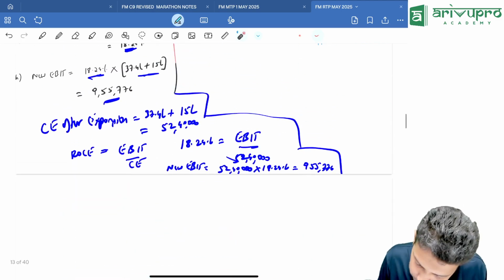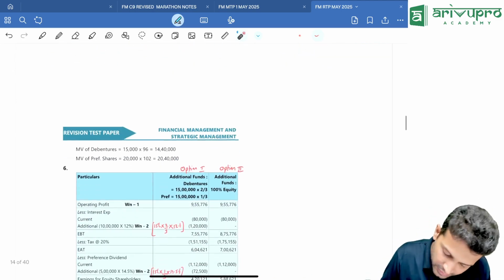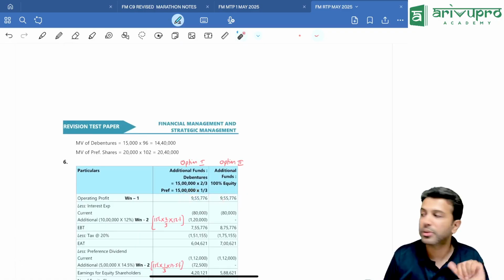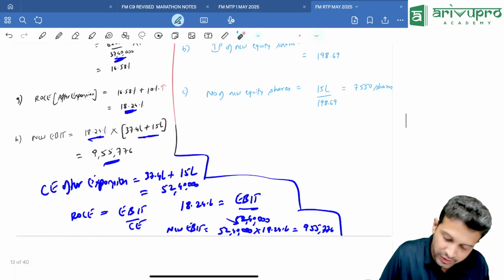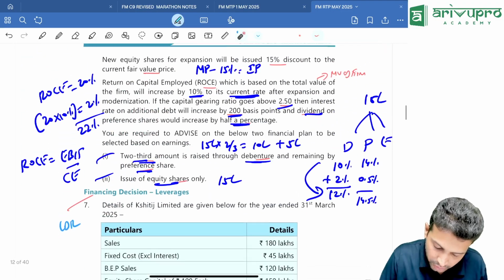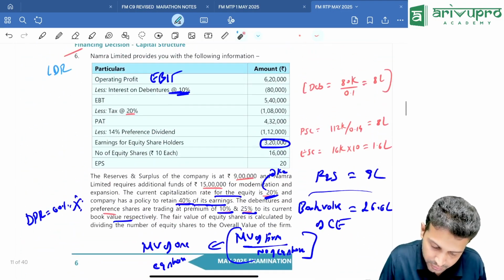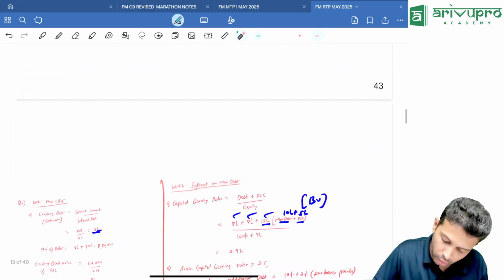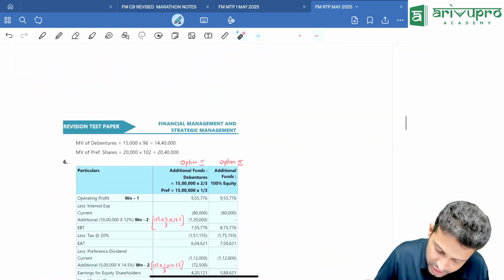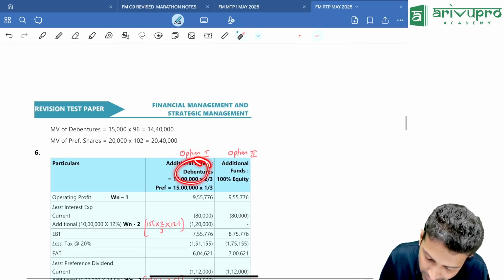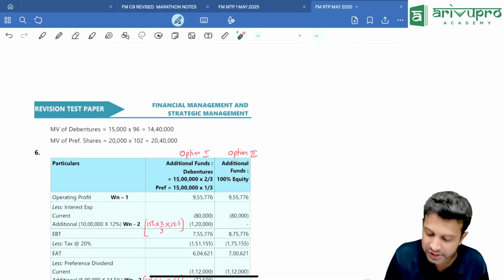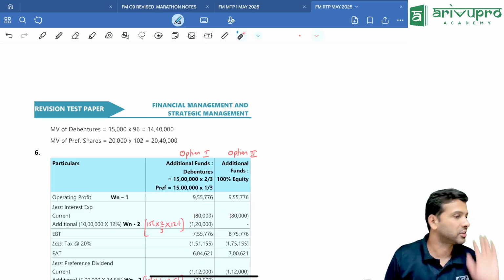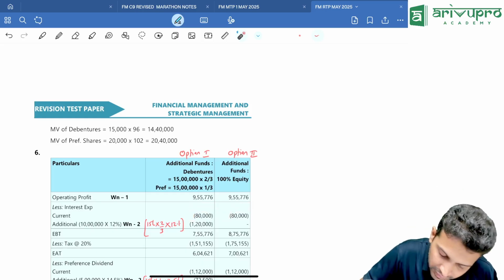What is the new EBIT? 955,766. That we will start from. From this we have to reduce interest. First, interest on your old debt. On old debt, how much is the interest, sir? On old debt, interest is 80,000. Whether you go for the first plan or second plan, will old debt change or will this be the same? This will be the same only.